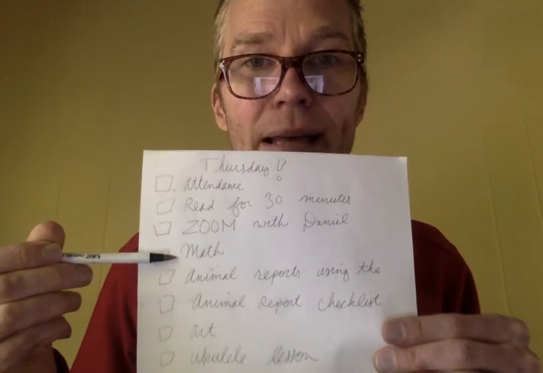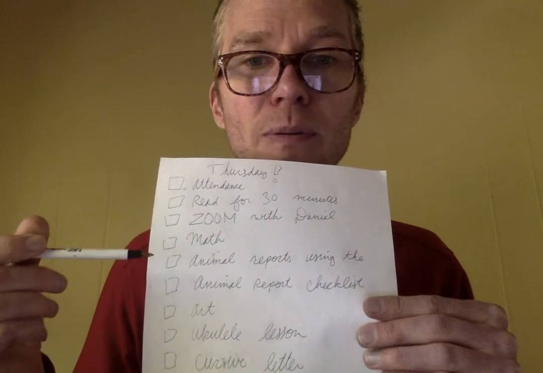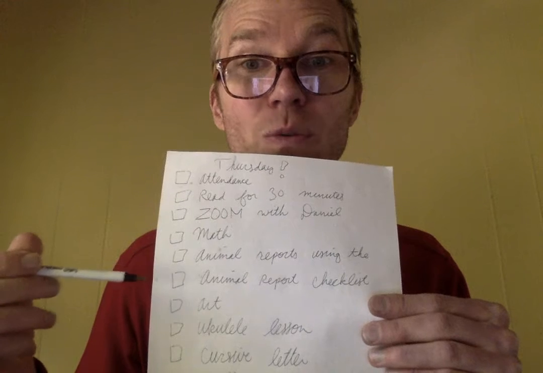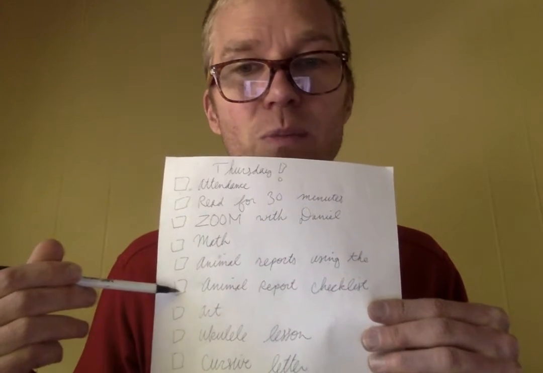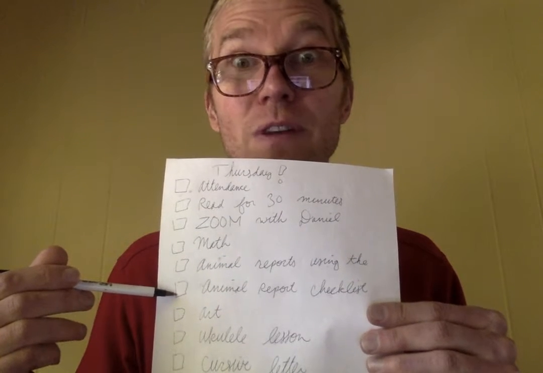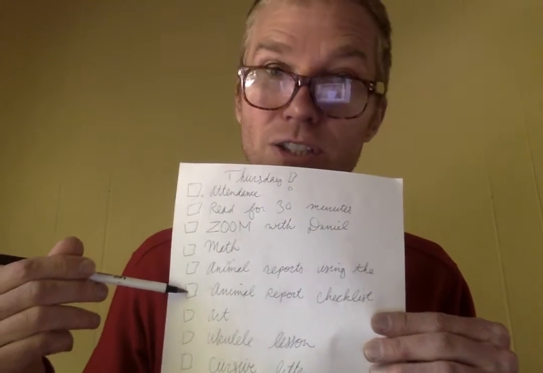Math, check your math class for that. Tomorrow the animal report is due, so make sure you finish that, and the animal report checklist is due. So you've got to turn them both in. Don't turn in your animal report without doing the checklist, because that's going to help you know you're on the right track. Do I have the right paragraph amount? Do I have enough sentences in each paragraph? Did I get all the information?